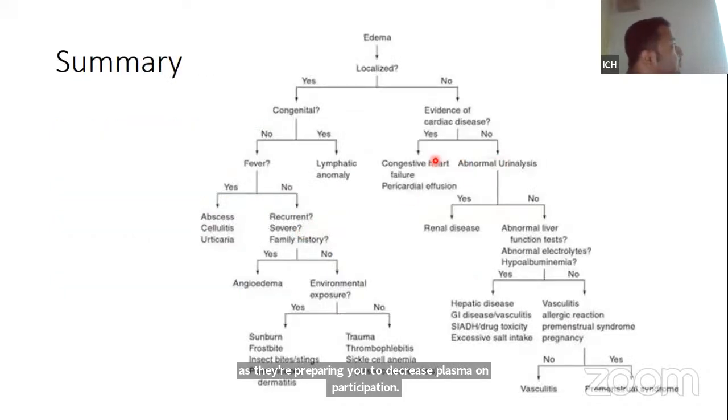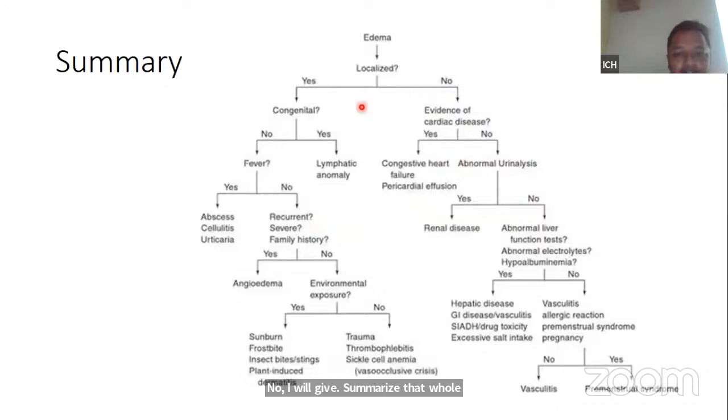Now, I will summarize the whole thing. If we find the edema is local, yes or no. Now we were dealing with anasarca, so the edema is not localized. We'll check for any evidence of cardiac disease. If yes, then congestive heart failure and pericardial effusion can be the cause. If no, then we'll check the urine report.